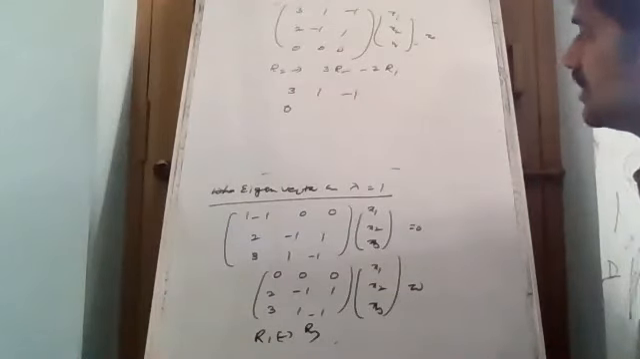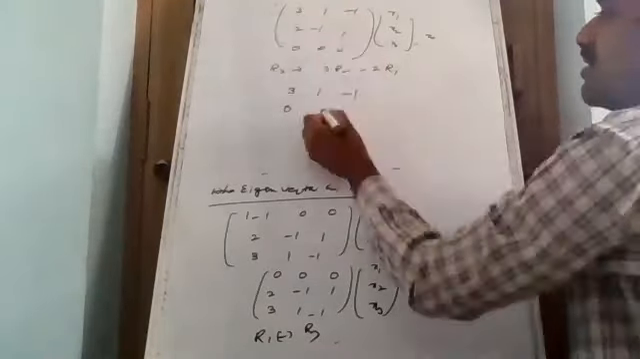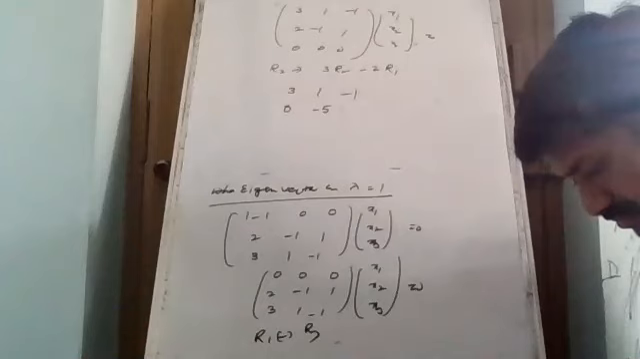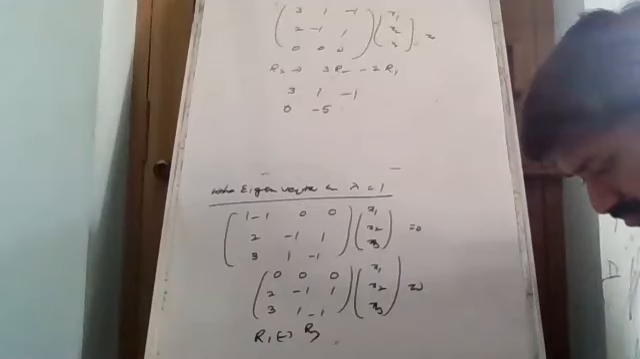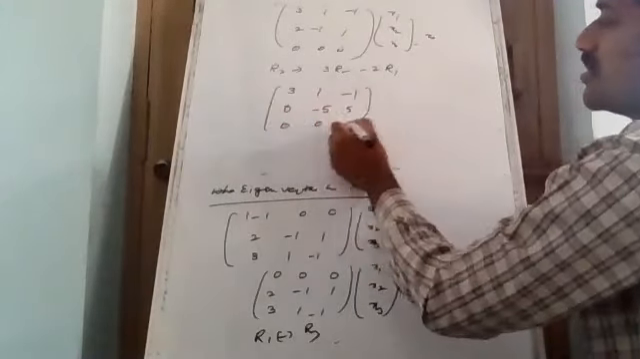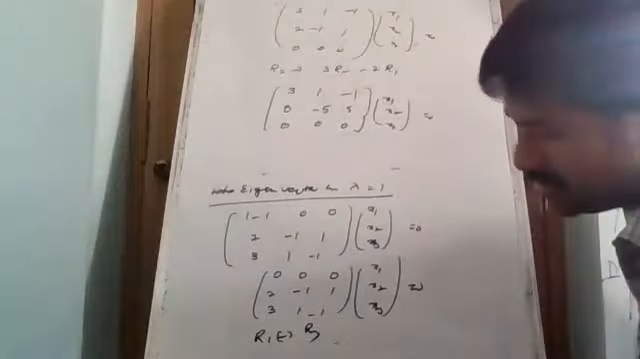So 3R2 minus 2R1 gives minus 5, and plus 5. The rows are 3, 1, minus 1, then 0, minus 5, plus 5, then 0, 0, 0 into x1, x2, x3 is equal to 0.